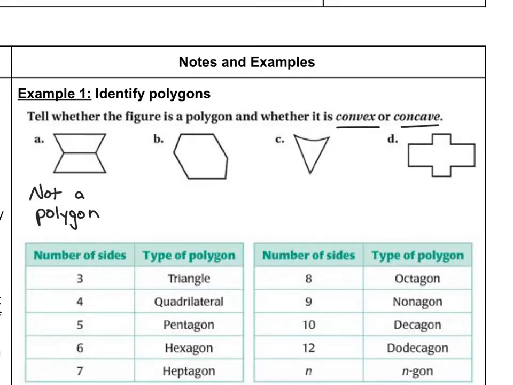Part B, though, I have all line segments for all my sides. If I look at each point on there, I see that exactly 2 lines intersect. So this is a polygon. And in this case, nothing is caving in, so this is a convex polygon.